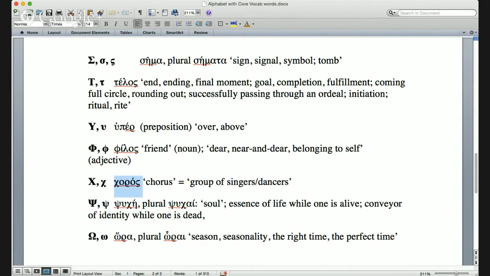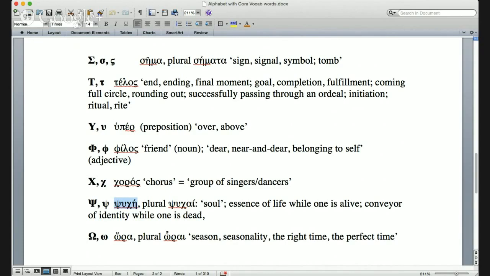Okay, second to last, we have psi. So this is PS, considered as one letter, ps. And our core vocab word here is psyche. Psyche in the singular and psychai in the plural, traditionally translated as soul or essence, as reading here, essence of life while one is alive, conveyor of identity while one is dead.